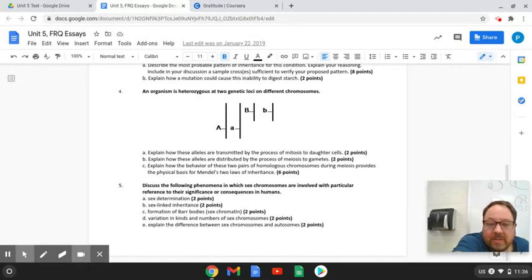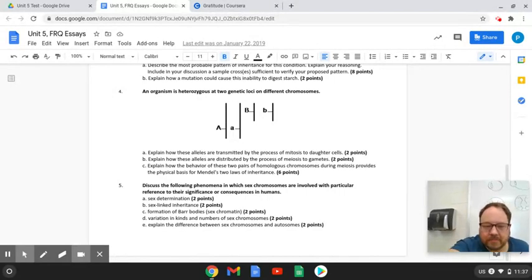C, explain how the behavior of these 2 pairs of homologous chromosomes during meiosis provides the physical basis for Mendel's 2 laws of inheritance. Mendel's 2 laws of inheritance, one is segregation. An organism may have 2 copies of a gene, but only passes on 1 copy at a time, because think about what happens during meiosis 1 to homologous chromosomes. Sort of explain that. The other law that Mendel came up with is his law of independent assortment. How 1 pair of homologous chromosomes lines up has no effect on how another pair of homologous chromosomes lines up. And again, think about the why. Okay, so that's a good one.